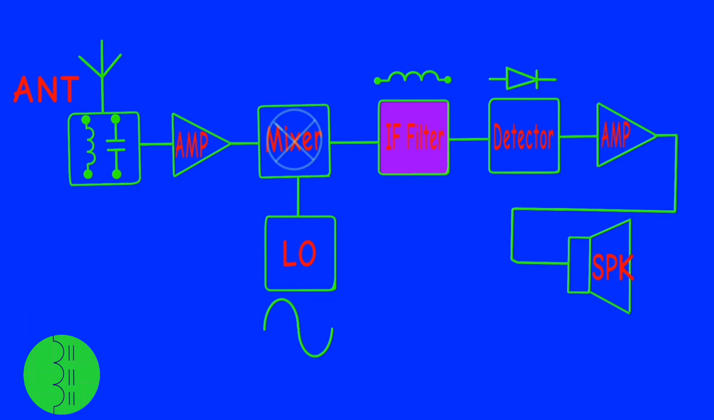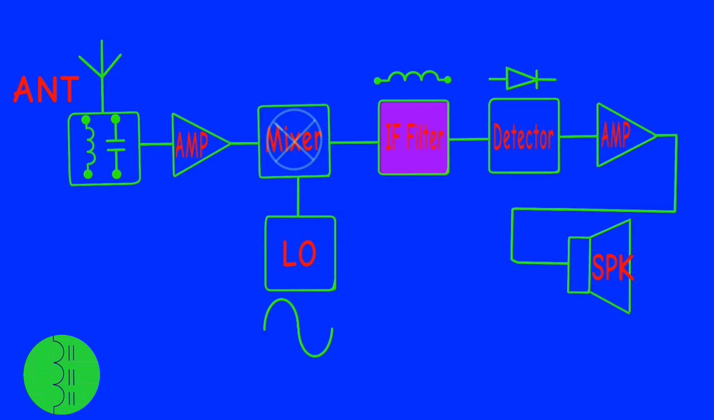5. IF filter. Purpose: The IF filter isolates the intermediate frequency, or IF, signal from the unwanted sum frequency produced by the mixer. Function: The filter allows only the IF signal to pass through, rejecting all other frequencies, including the unwanted LO and RF signals. Characteristics: The IF filter is typically a bandpass filter that only allows a narrow band of frequencies centered around the IF to pass. This filtering improves selectivity and ensures that only the desired signal remains.